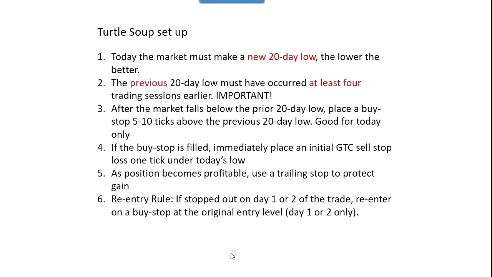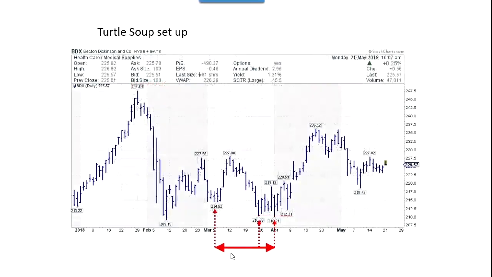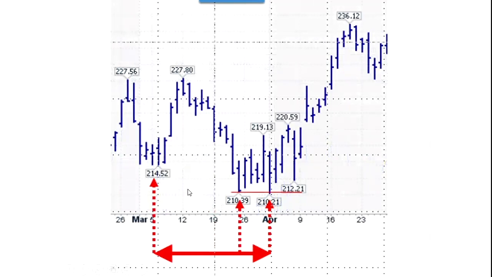Your re-entry rule is only on day 1 or 2. If you're stopped out on day 1 or 2, you can re-enter on a buy stop at the original entry level. On a chart, it looks like this, and I'll go to the zoom right away.